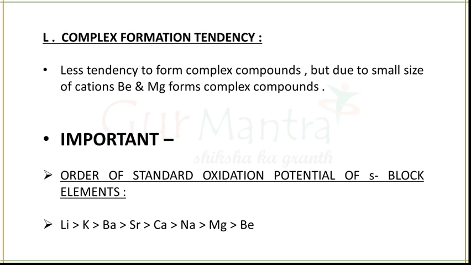When you talk about group 1 elements, lithium is the only element which forms complex compounds. Now the next point is very important, as you can see here, the order of standard oxidation potential of S block elements. This series is based on the order of standard oxidation potential in case of all the elements of S block. So you have to memorize this series.